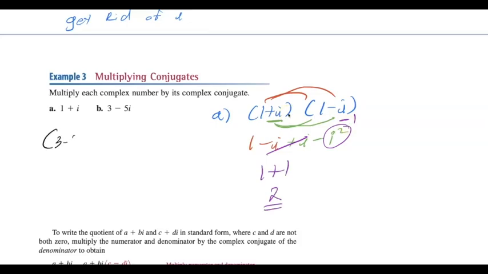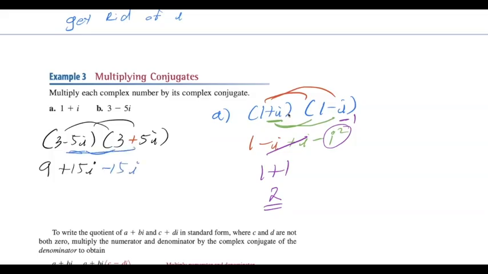Do the same thing here. Multiply 3 minus 5i by its conjugate. All we do is change the middle sign and leave everything else alone. Then multiply: 9 plus 15i. Negative 5 times 3 is negative 15i. Minus 25i squared. And then i squared is negative 1. The middle terms cancel out again. 25 times negative 1 is a positive 25. And there's a 9, so I get 34. Again, notice the i went away. So conjugate is a nice way to get rid of the i.